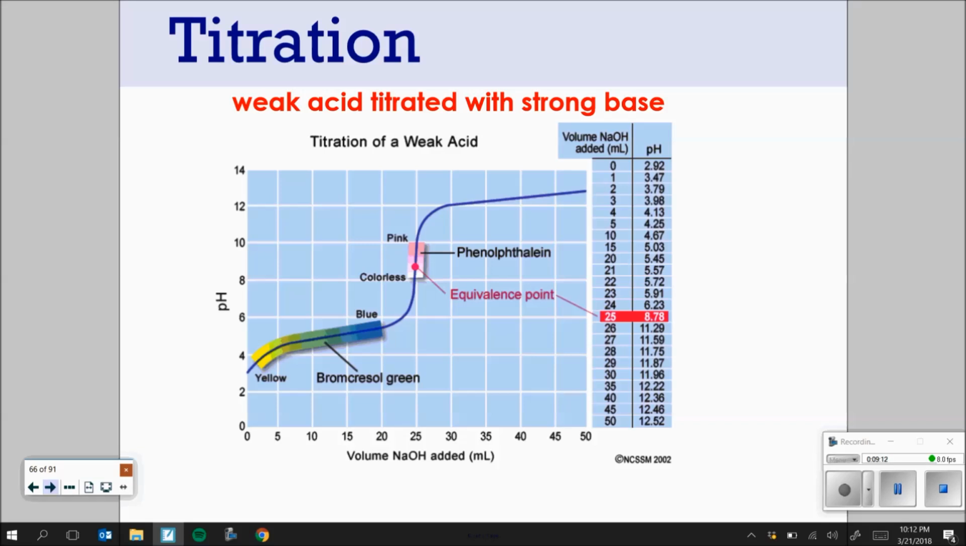If I have a weak acid titrated with a strong base, notice here we've got a very gradual ascent, and we've got a very large buffer region right here. You also notice that the pH of my acid starts off a little higher because it's a weak acid and not a strong acid. But it is still a strong base. And you'll notice here another observation: for phenolphthalein, its endpoint is closer to my equivalence point.